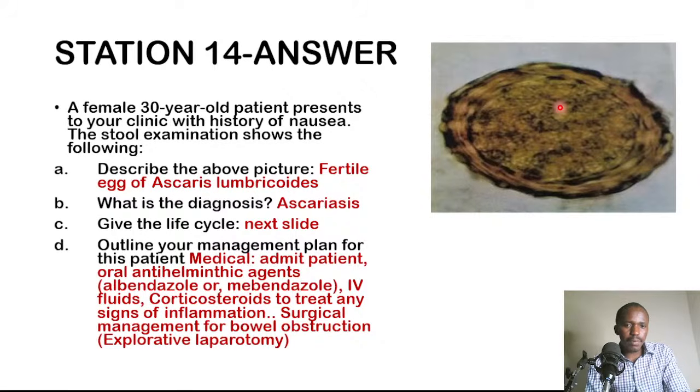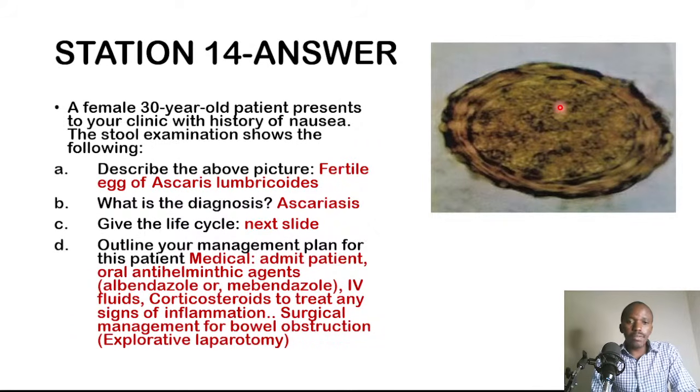So how do we manage this patient? Pretty much we want to admit this patient if they are in shock or if they are hypotensive. We manage the shock. We give them oral antihelminthic agents, so pretty much your albendazole or your mebendazole. These are well taken chewed. The tablets that you give them to chew, or you take them on an empty stomach, and it's best to give them early in the morning before the patient actually eats anything.